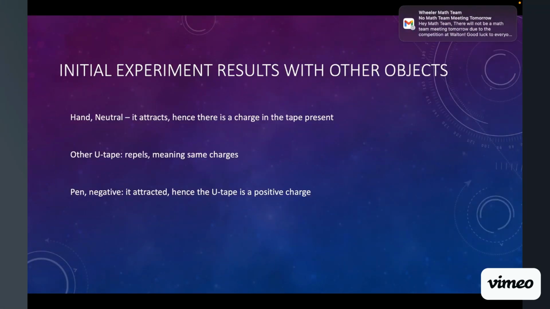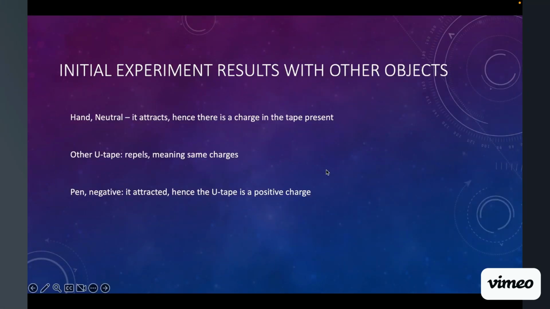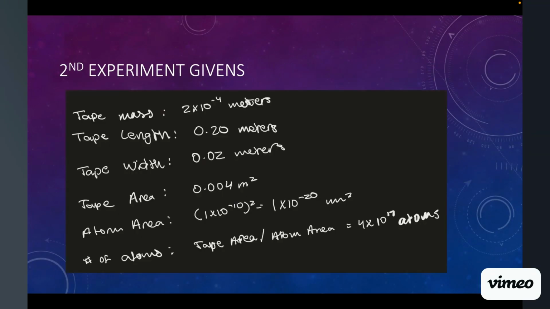So the initial experiment results with other objects. The initial experiment is the one where we took out the U tape and stuck it on our hand. It was neutral. We also did another U tape and we put it there, and we noticed they repelled each other. That means they had the same charges. And then we had a pen which we stated to have a negative charge, and it attracted to the U tape. Therefore, the U tape is a positive charge.